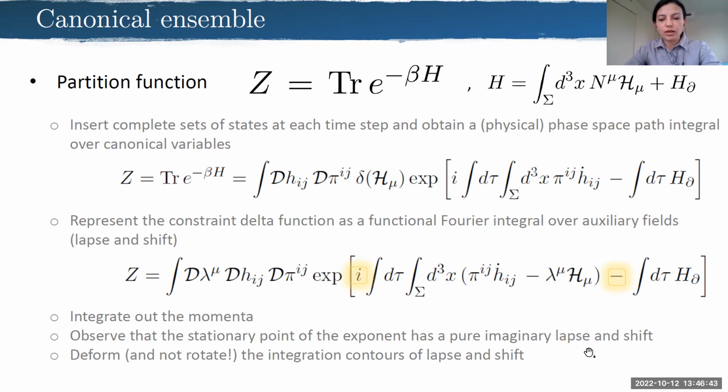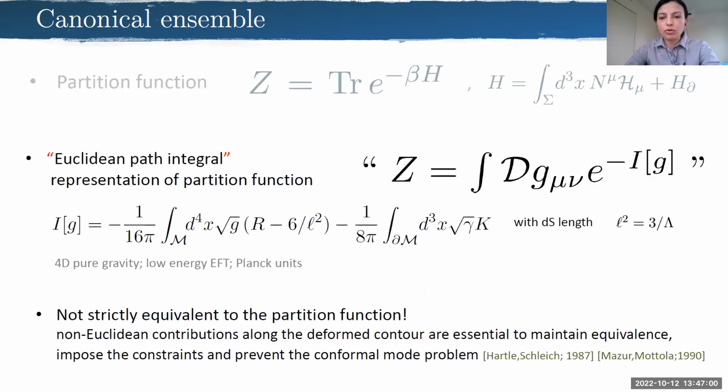It's important to note that we are not rotating the integration contour of lambda, but we are just deforming it so that we can pass through the stationary point. We keep the endpoints of the contour fixed to respect the quotient integral in the path integral. But for those configurations that have imaginary lapse and shift, we would obtain the so-called Euclidean action in the exponent. This is the closest that we can get to the standard Euclidean path integral.